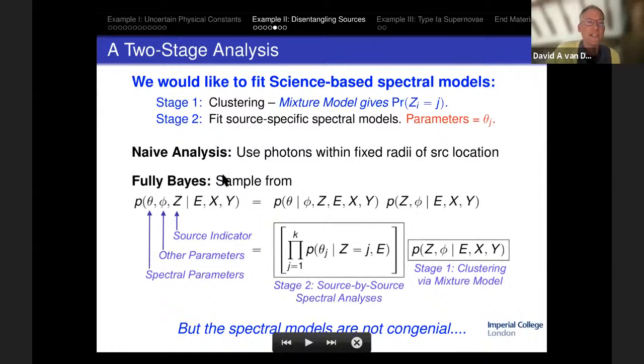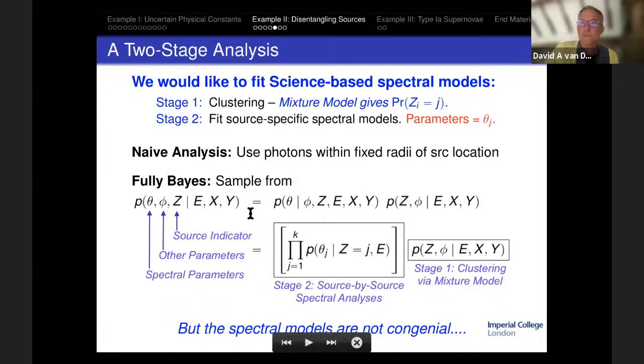The fully Bayesian analysis is going to look at this full posterior distribution. Again, I have the X and Y, the sky coordinates, and the energy. And I want to learn about the source indicator, which photons come from which sources, the spectral parameters of each of the sources, and then any other parameters that might be involved, such as the source locations.